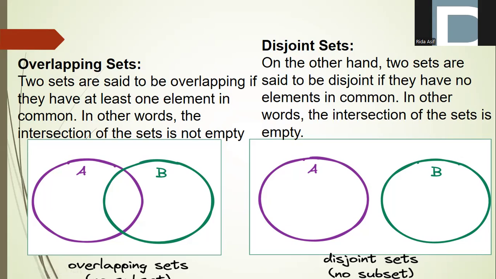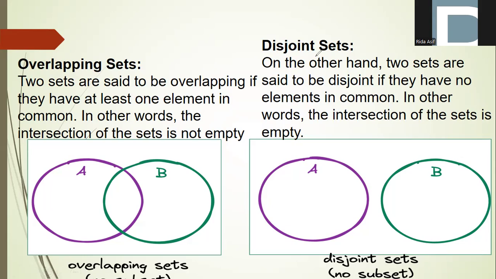On the other hand, two sets are said to be disjoint if they have no element in common. Nothing is common. In other words, the intersection of the sets is empty. So here we can see that two separate circles are representing the disjoint sets.